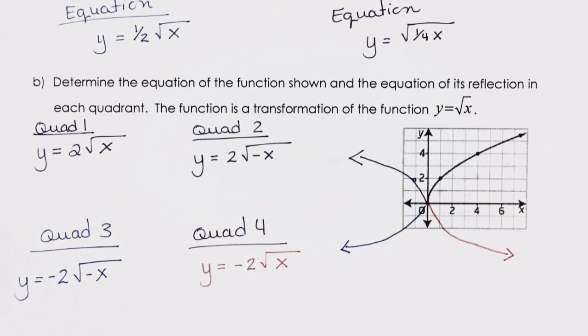So again, nothing new here. There's nothing new for the reflections and the transformations. It's all the same stuff from chapter 1. So you're getting really good at chapter 1. But now we're applying it to a really, really specific function, which is radicals.